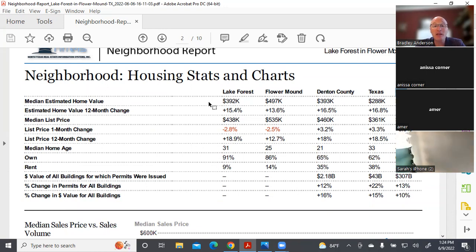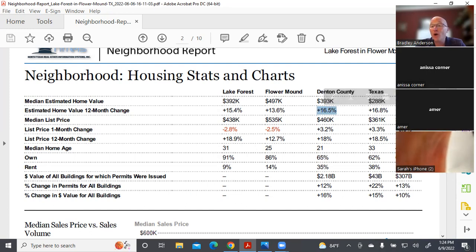Depending on what neighborhood or subdivision you're looking in will determine how you talk about these statistics. The median estimated home value is 392 compared to almost 500,000 in the town, and it's right about in line with the pricing for the county. The 12-month change has gone up about 15%. That's actually more than the town. So hey, this might be a good place to move to. And it's just about neck and neck with the county.